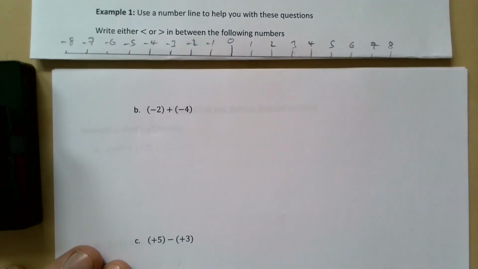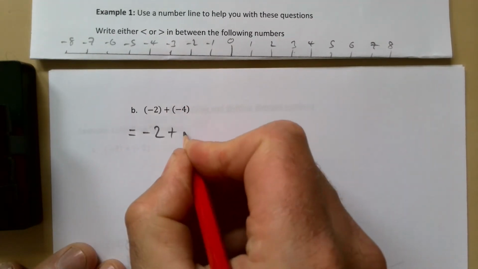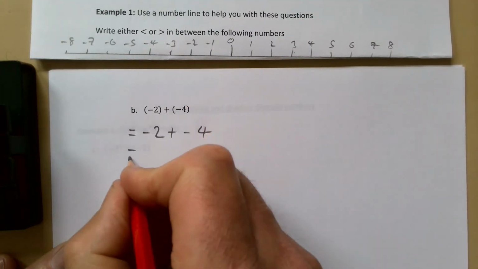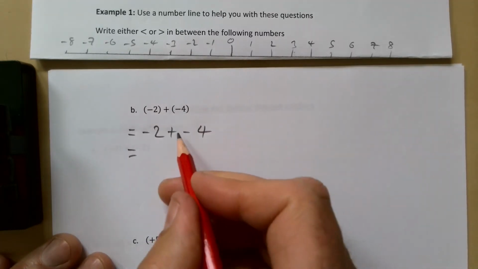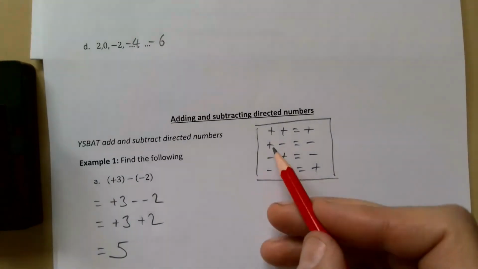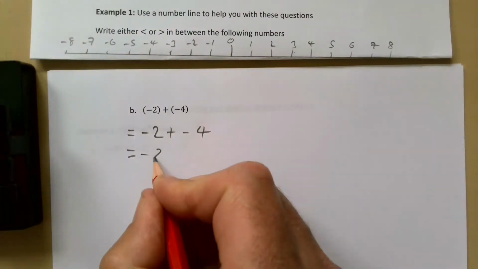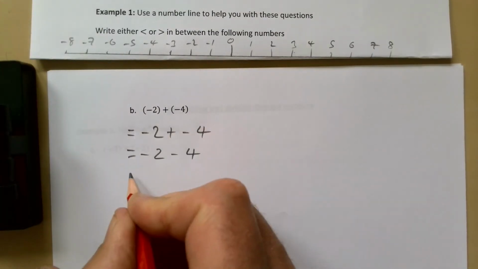So let's see what Mr. Reed does for this. I get rid of my brackets. Minus 2 plus minus 4. Can you see any beside each other? There's a plus and a minus. So I'm going to exchange my plus and a minus. I'm going to come down the sheets here. Plus and a minus, I'm going to exchange for a minus. So that's minus 2 minus 4.